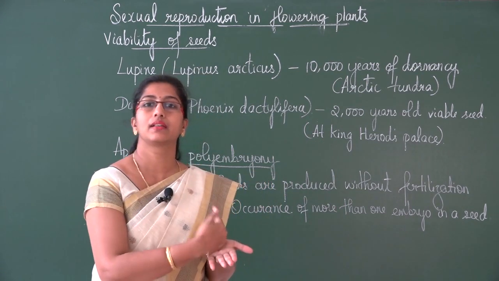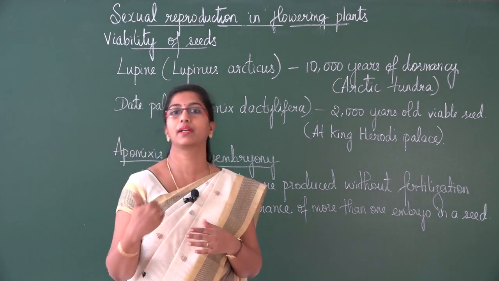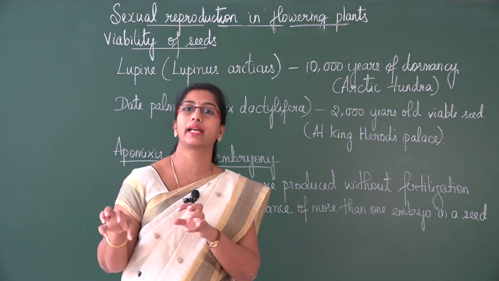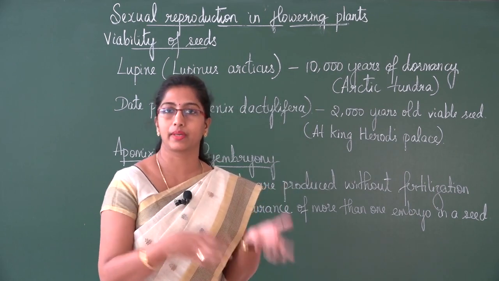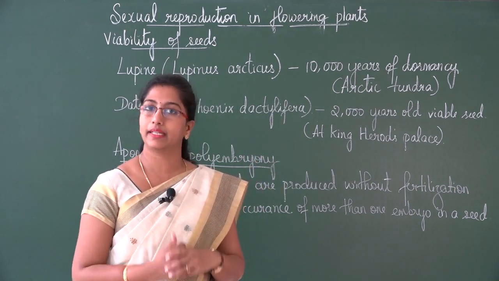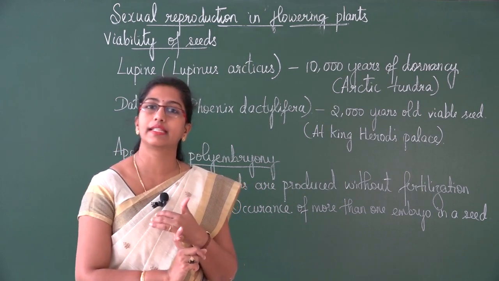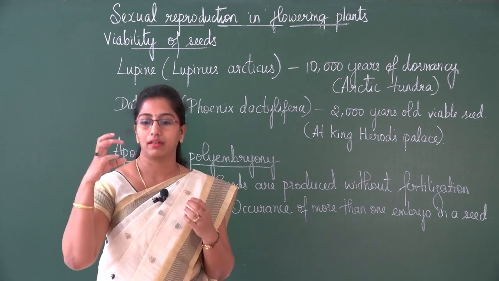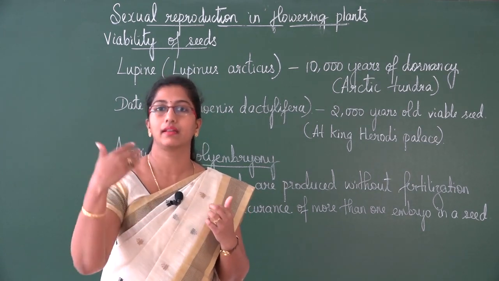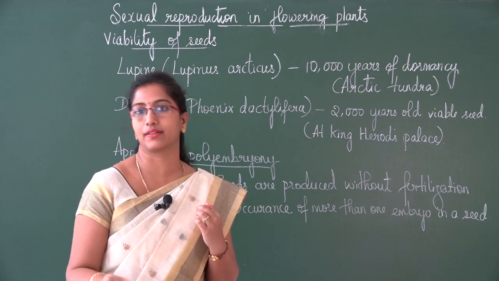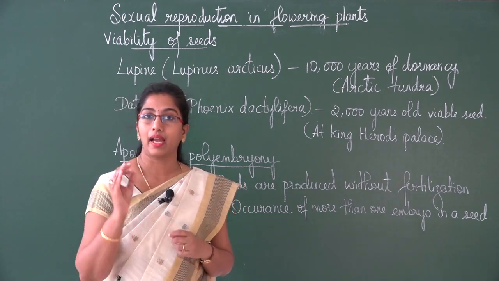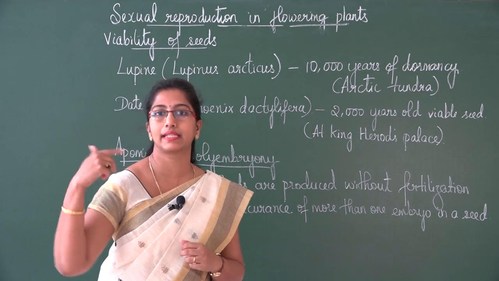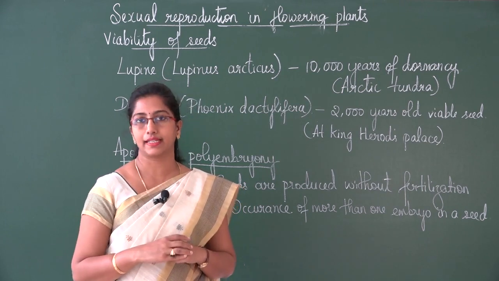So if we can use this knowledge for raising hybrid varieties of crops, that means if the hybrid varieties are made into apomicts, then the farmer need not buy the hybrid seeds every year. Like normal seeds, he can use the same seeds year after year, generation after generation, for raising the crop, and the hybrid characters will also be maintained because the seeds are produced without fertilization.